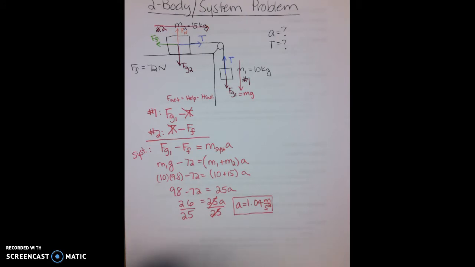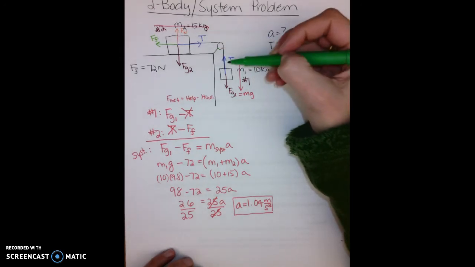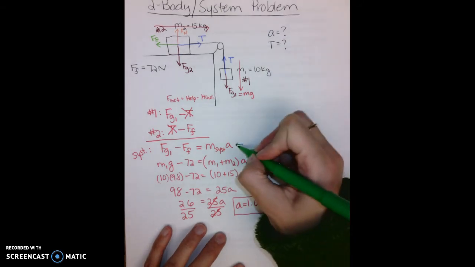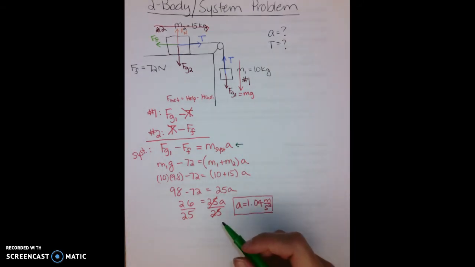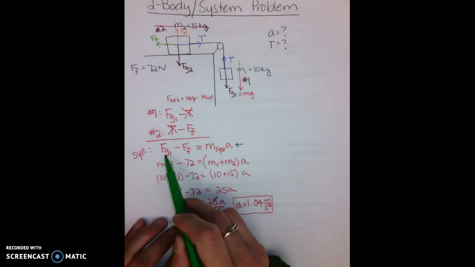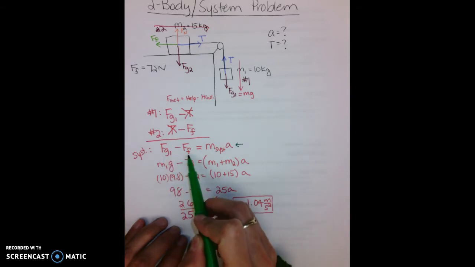All right, so let's talk about how we can find the tension, because this is a little different. The tension is going to be the same, remember, on both of these ends, because it's an ideal string, one tension. Well, could I use the system equation to find tension? No. Why can I not? Because there's no tension in this equation. It's just Fg minus friction.